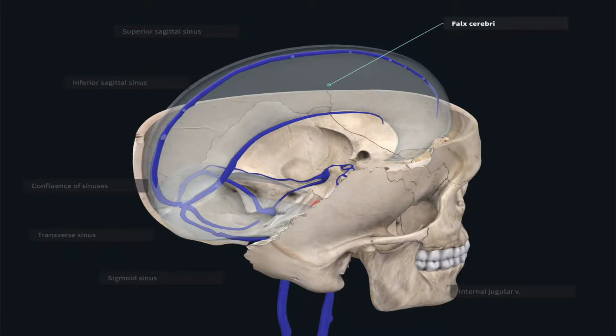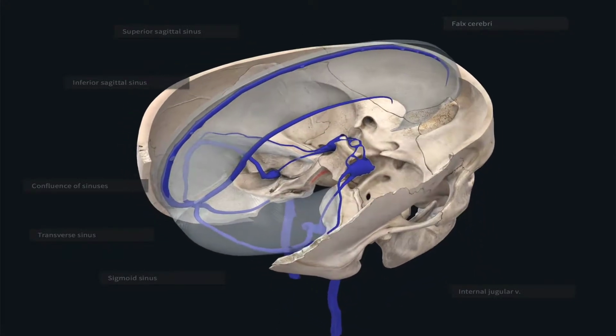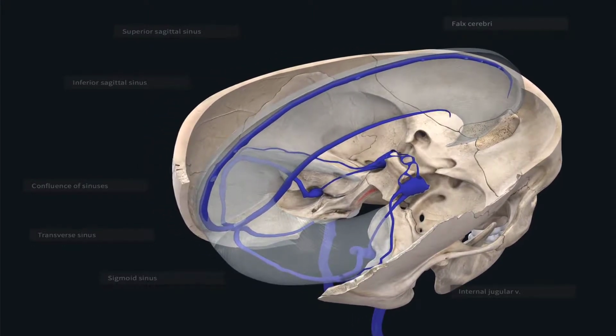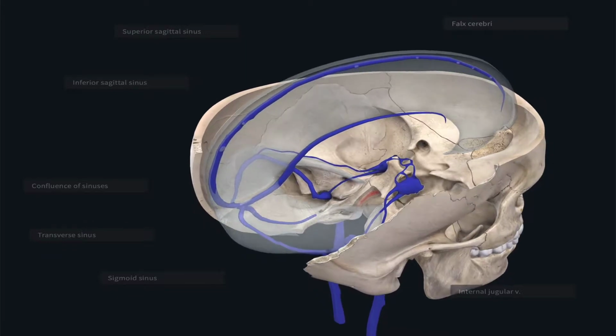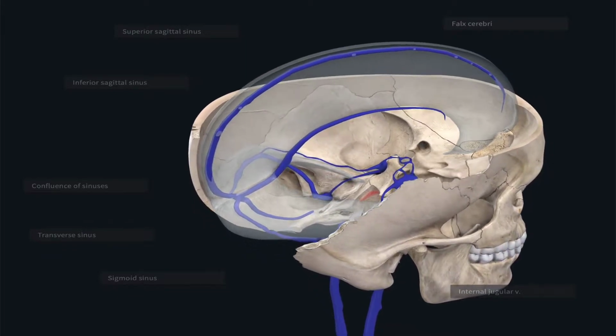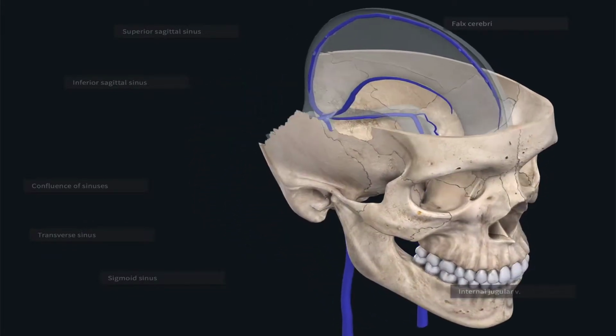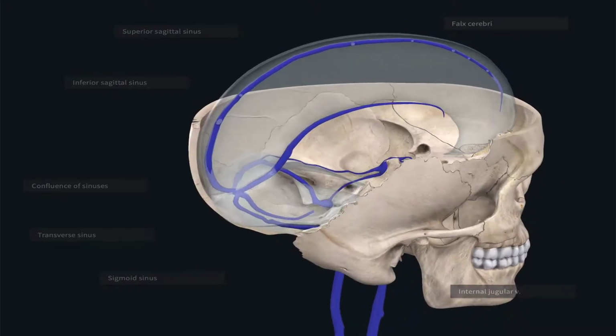Now, it's not necessary at this point to go through all of the different names of the sinuses, but I want to highlight a few of them that are the dominant route of blood drainage from the brain. So the veins from our brain are going to drain into these spaces.